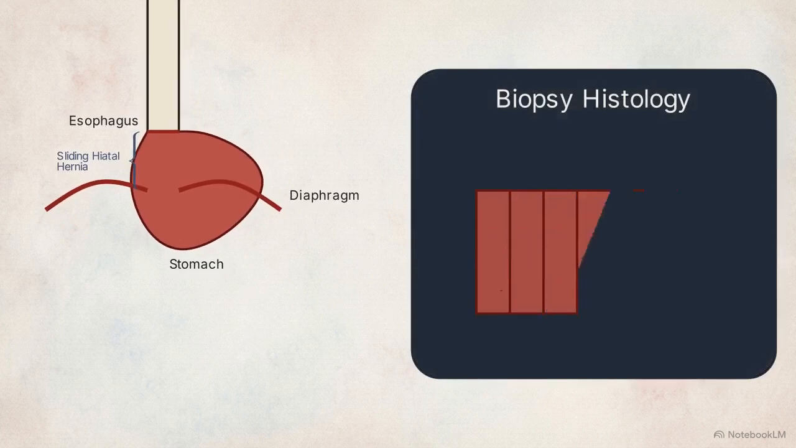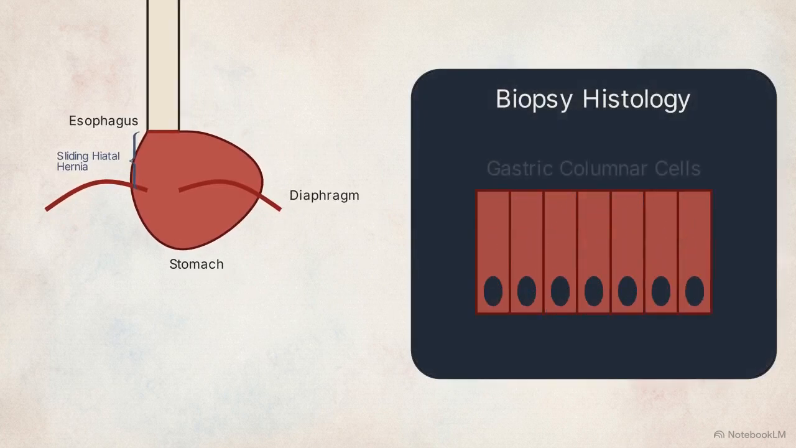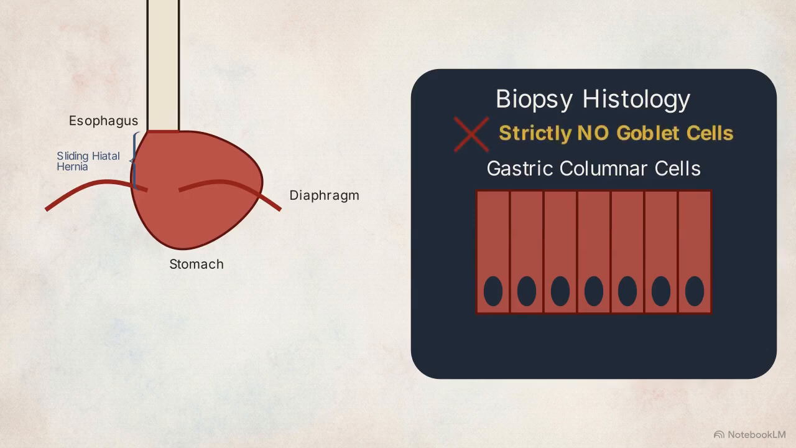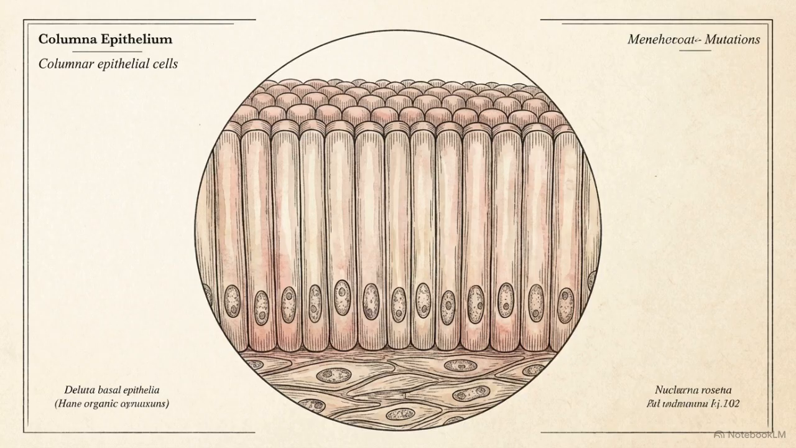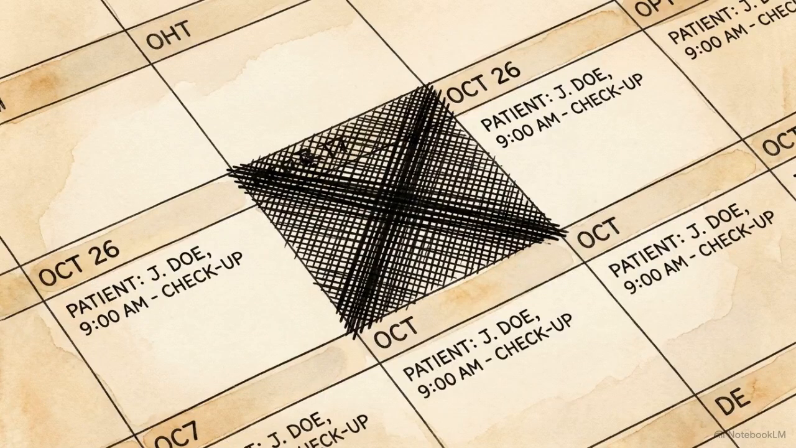The critical detail lies in the biopsy histology. The epithelium contains gastric columnar cells, but strictly lacks goblet cells. The absolute absence of goblet cells rules out intestinal metaplasia, meaning there is no evidence of Barrett's esophagus. Because there is no pre-malignant transformation, routine surveillance biopsies are unnecessary.